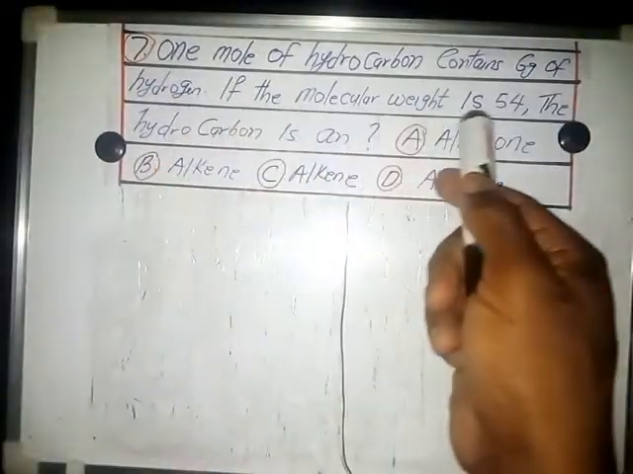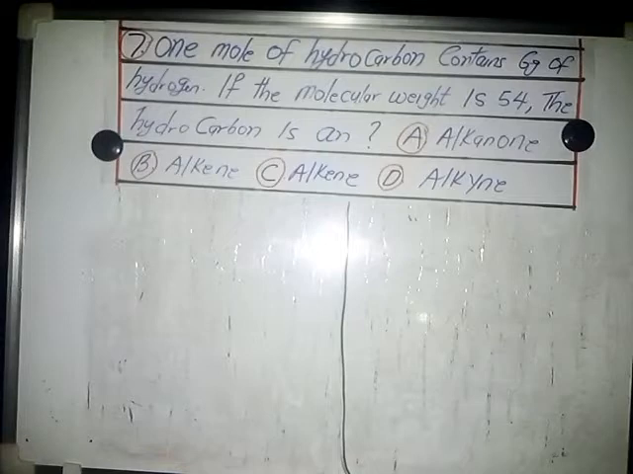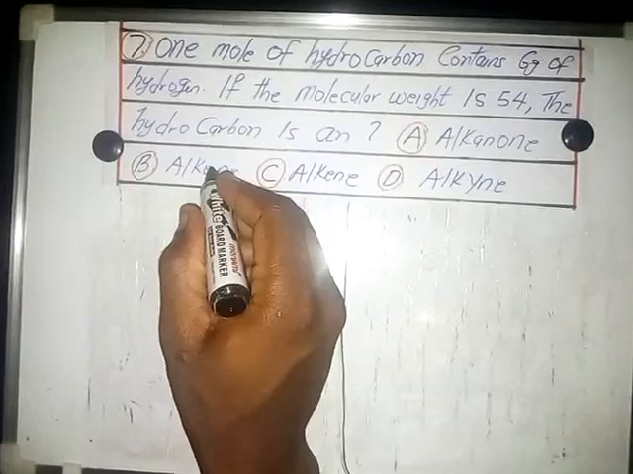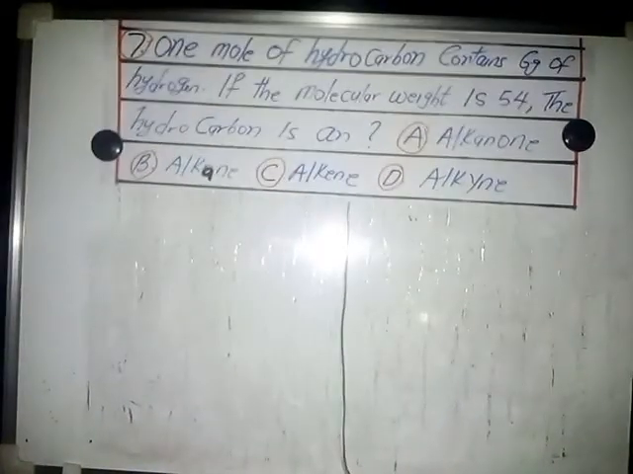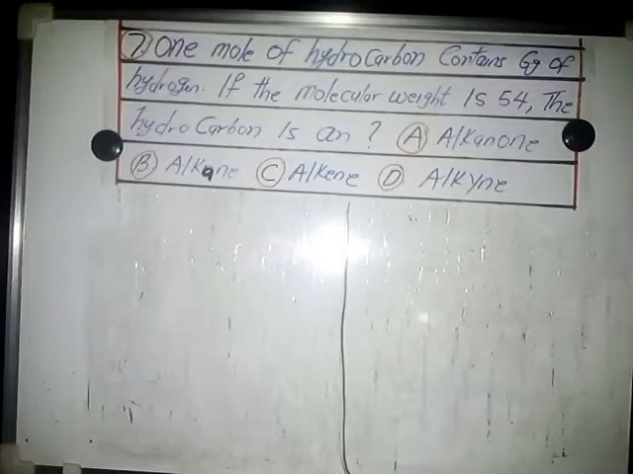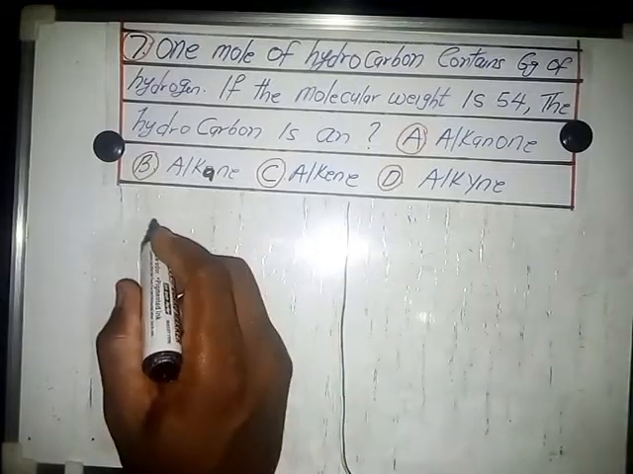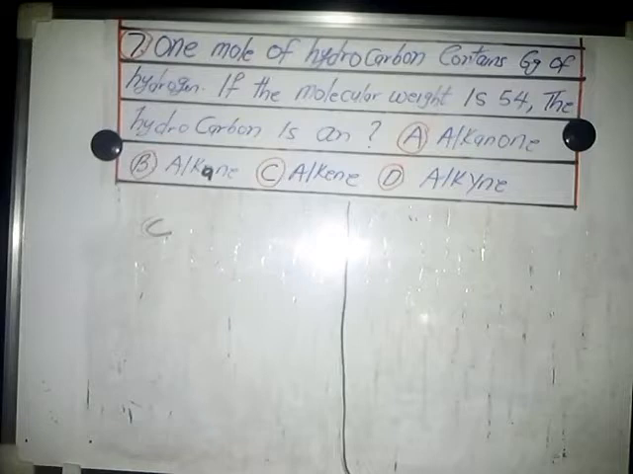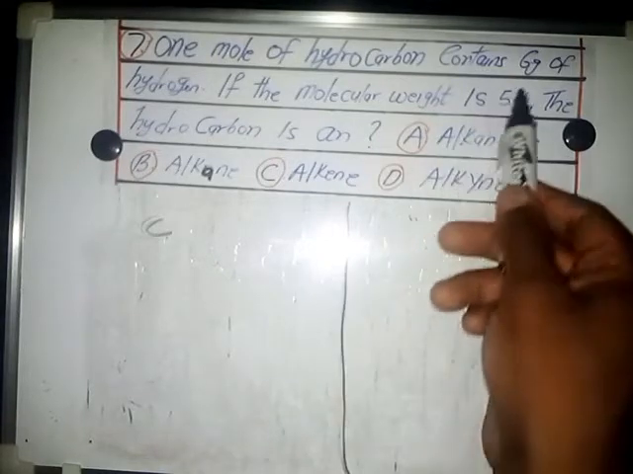1 mole of hydrocarbon contains 6 grams of hydrogen. If the molecular weight is 54, the hydrocarbon is an dash. Alkene. This should be alkane. I think one of the options will be alkane. Okay, 1 mole of hydrocarbon contains 6 grams of hydrogen. If the molecular weight is 54, the hydrocarbon is CH, right? Let me use this one.